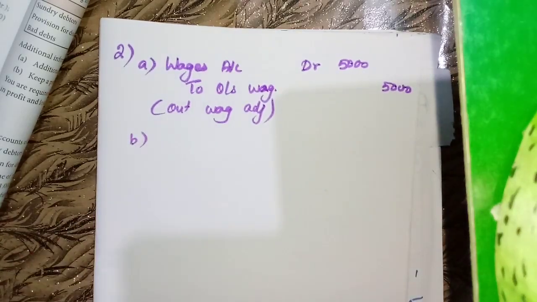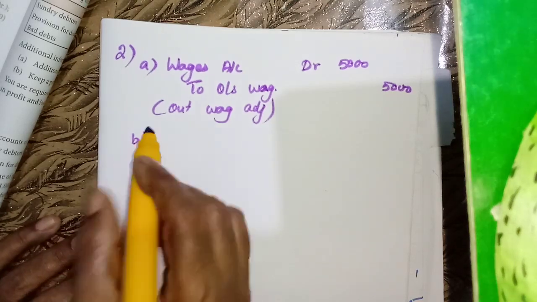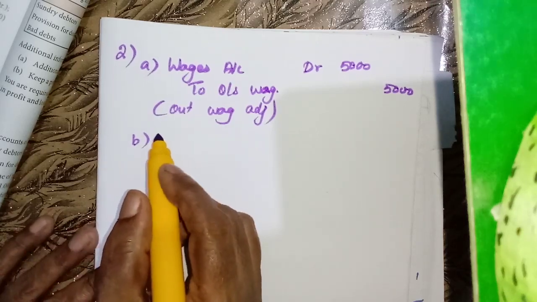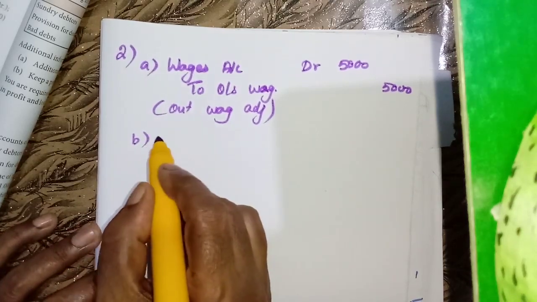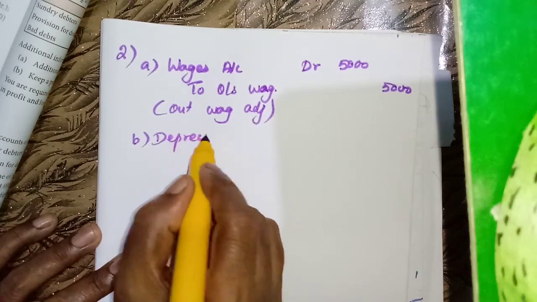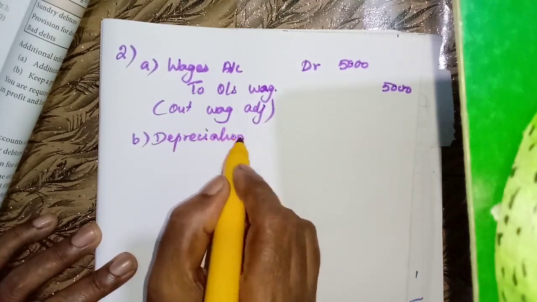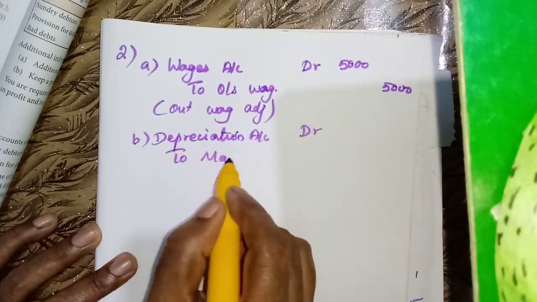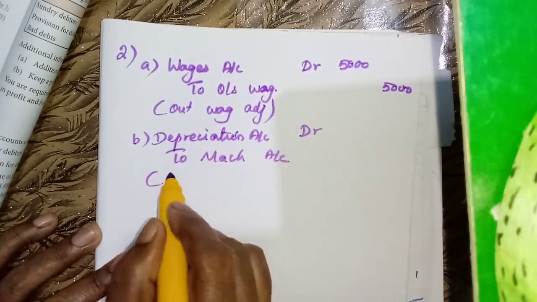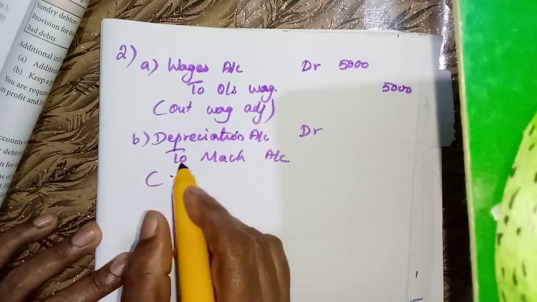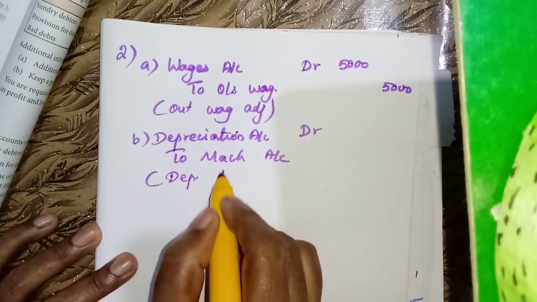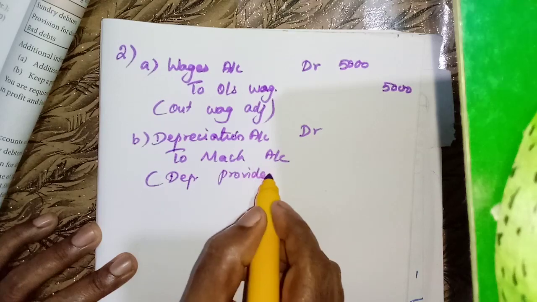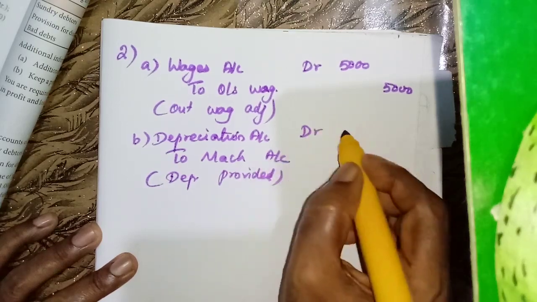Then we depreciate machinery. Here they have asked only the adjusting entries. Don't write the transfer entry. Okay, the adjusting entry is depreciation account debtor to machinery account. Machinery account, depreciation provided, 1,000.